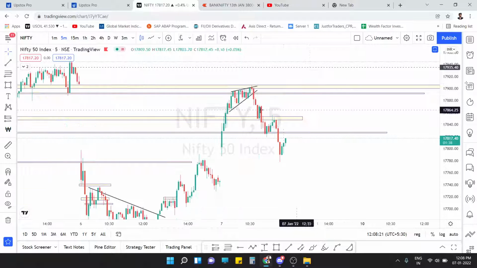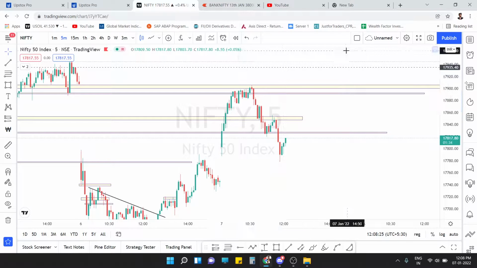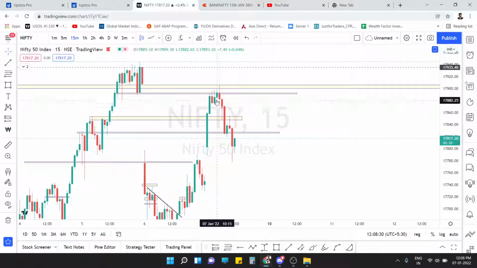And then after this breakout, if I show you, at this level the 15-minute candle closed very strong. If you see over here, that candle closed very strong. So that's why we took entry at this level. Stop loss was just below this, right over here. Just look at the stop loss, right? So we took entry in C positions.